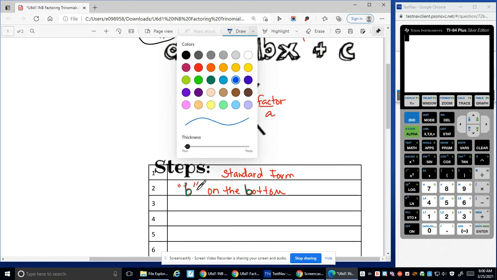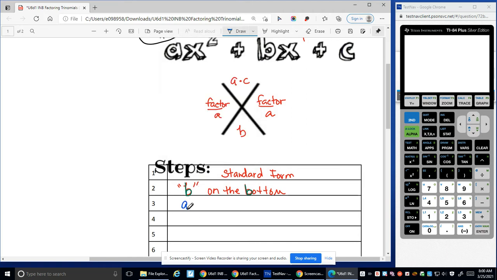All right, let's go ahead. Now the AC, A times C, will be on the top. Everything else goes on the top. And we're going to find our factors using the calculator, okay? Find factors with the calculator.